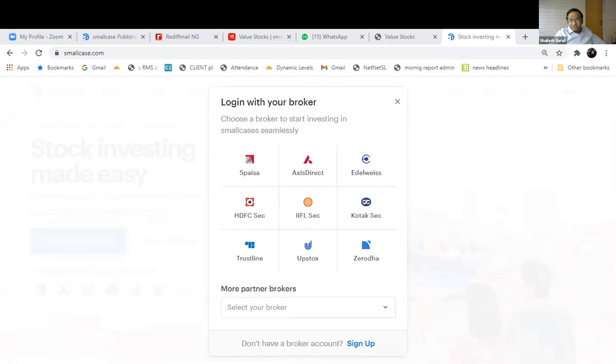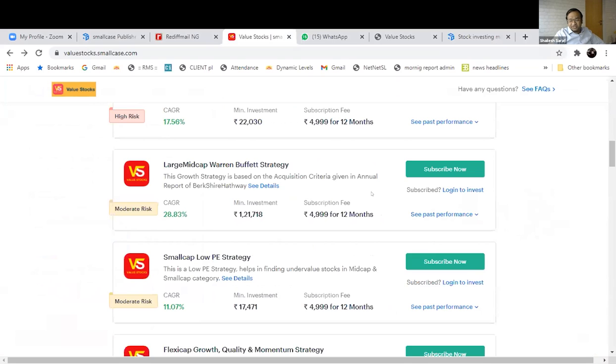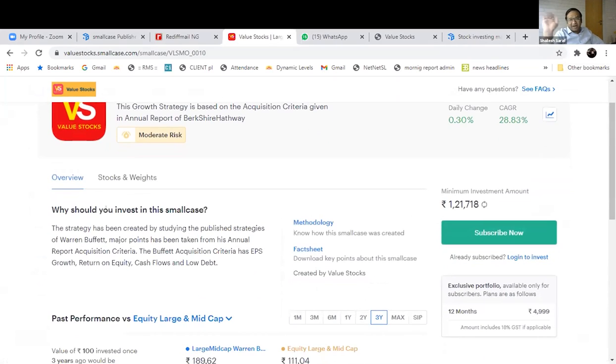Hassan, sir. Do you have any account with these brokers? No, sir. I have with Geojit only. So then it will not happen. You have to open an account with these 9 brokers to buy my strategy.